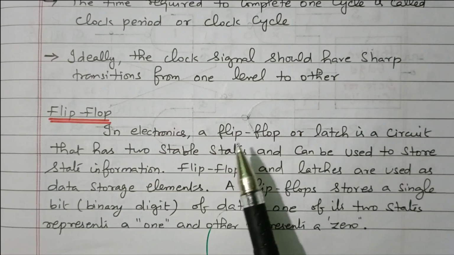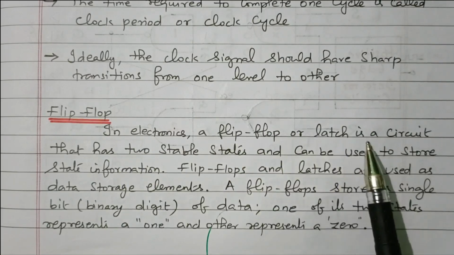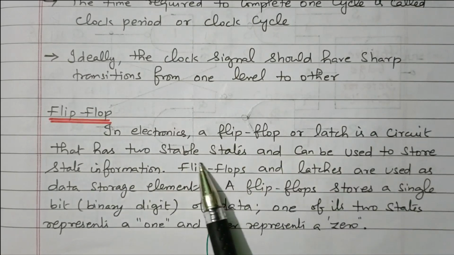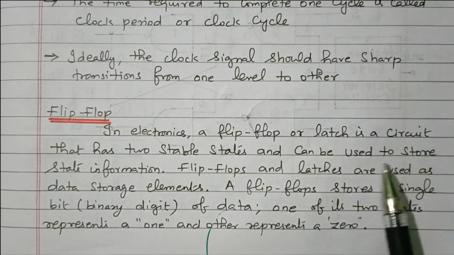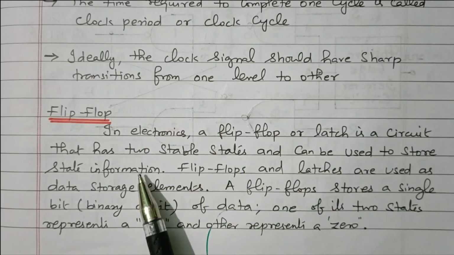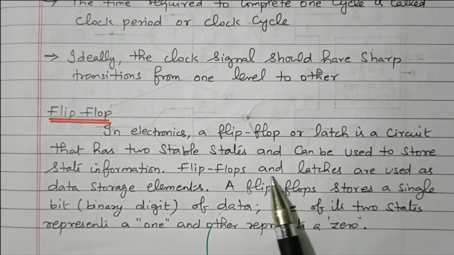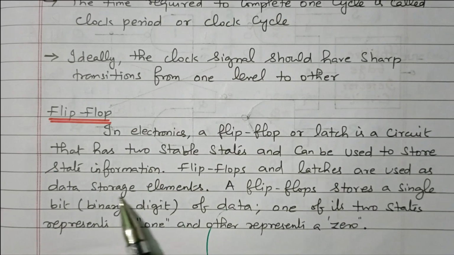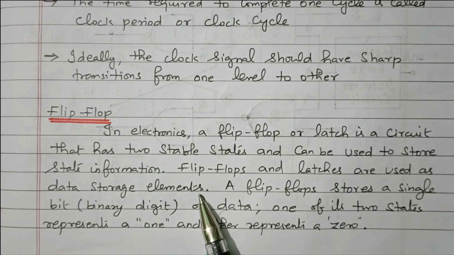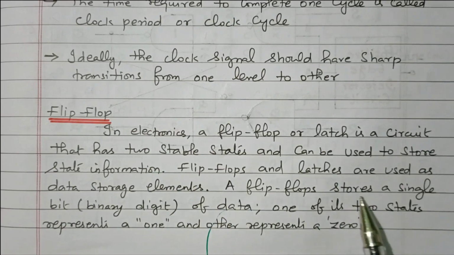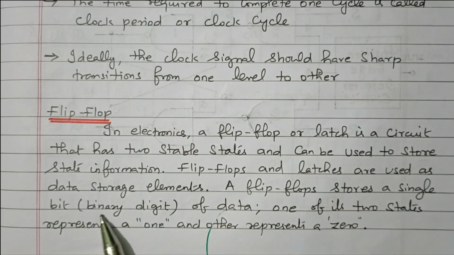In electronics, a flip-flop or latch is a circuit that has two stable states and can be used to store state information. Two stable states means present state, next state. Flip-flops and latches are used as data storage elements. 1 bit of data can be stored. A flip-flop stores a single bit of binary data, that is a binary digit. It has two states, one representing 1 and the other representing 0, right?